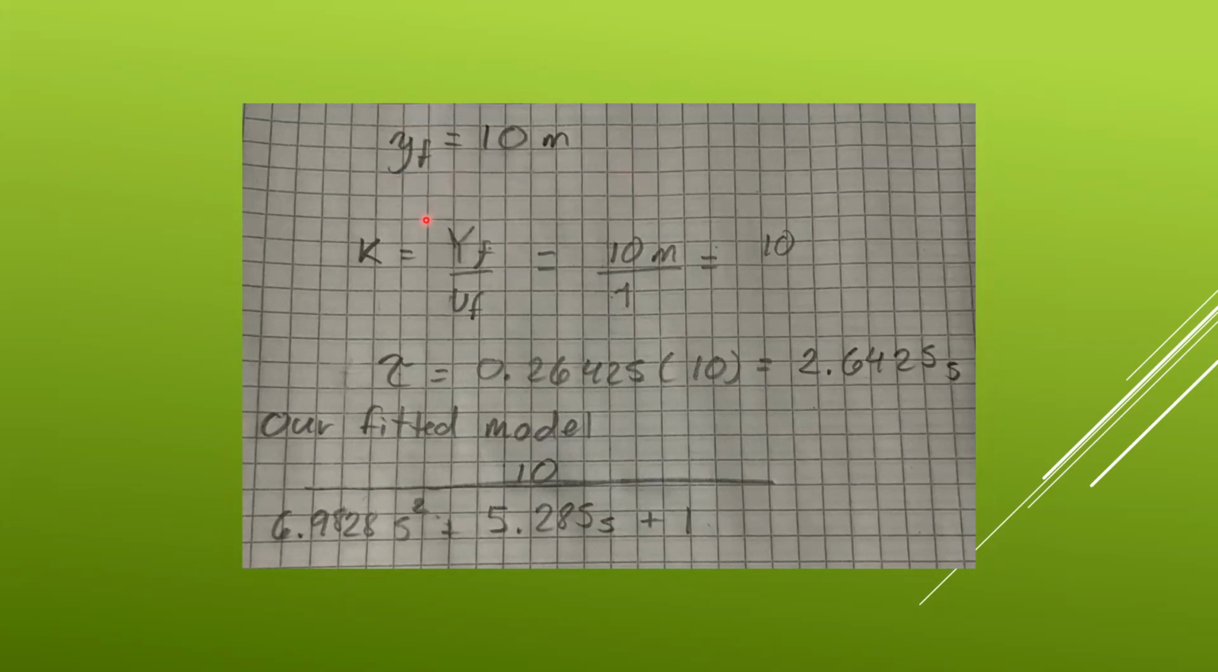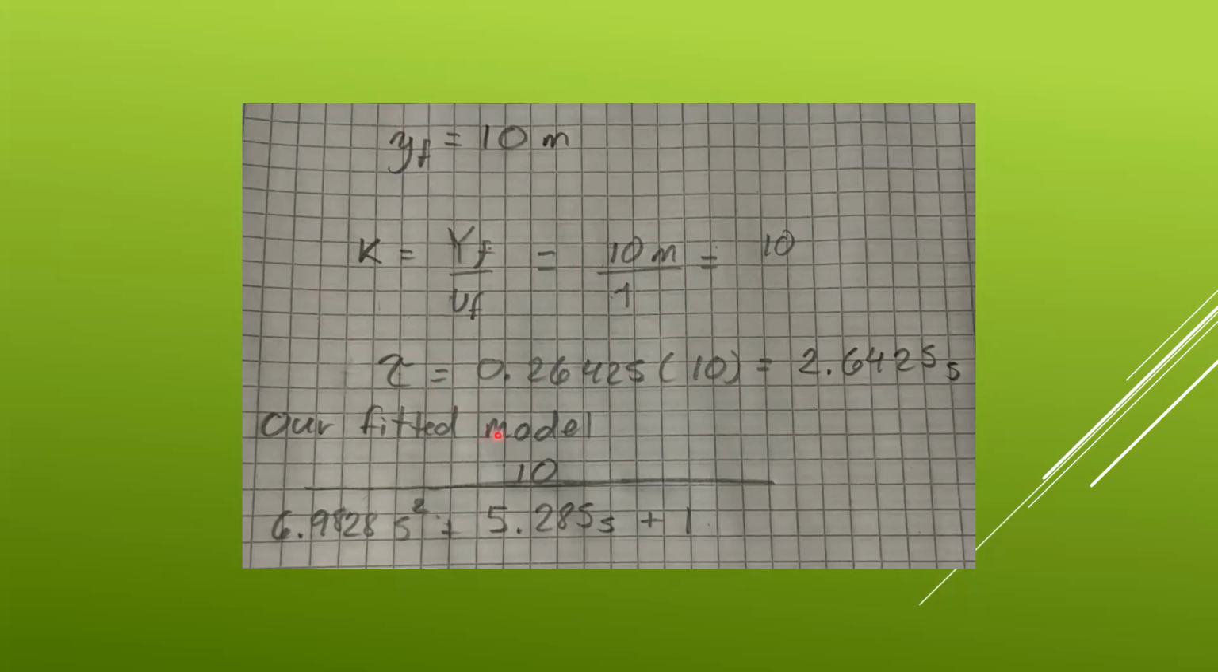From our final value and our step, we can get the gain from this equation. So we get that it is equal to 10. And tau, we multiply our values. We get that it is equal to 2.6425 seconds.